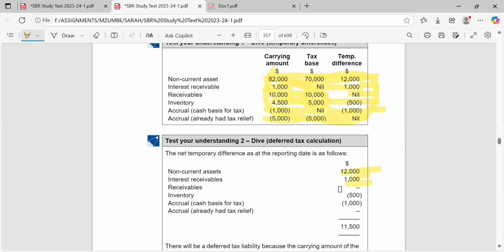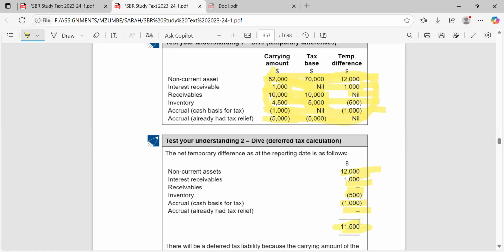On receivables, it was 0. We have the 0 here. Then on inventory, 500. It was a deferred tax asset, so it was negative. On accrual basis, also 1,000 negative again. We said negative is for deferred tax assets, right? Positive for deferred tax liabilities. You put it here, then you add and deduct, and you get this figure, right?